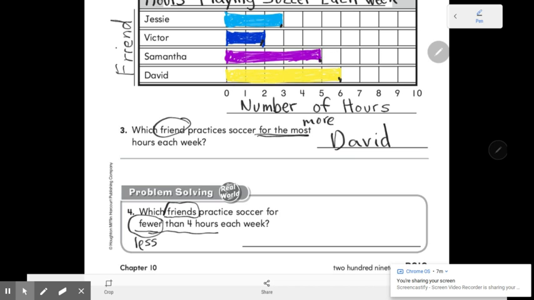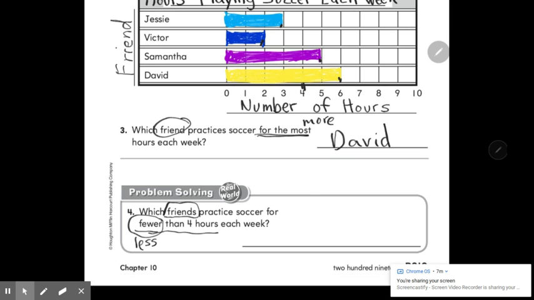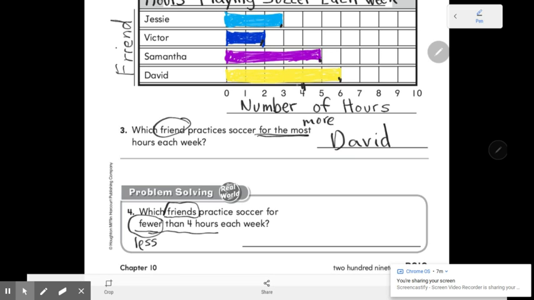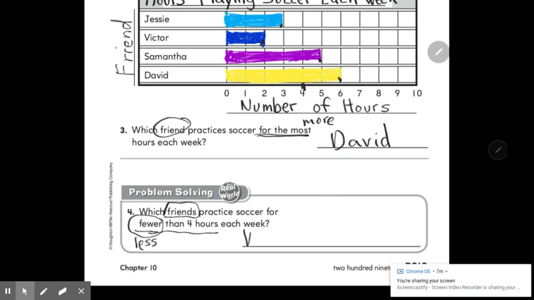So let's go to 4 right here. And now, if it goes over, if it's more than 4, we can't do it. We have to go who's less than 4 or fewer than 4. So we see our graph and we see, oh, okay, Victor and Jesse. So we are going to write the word Victor and Jesse.